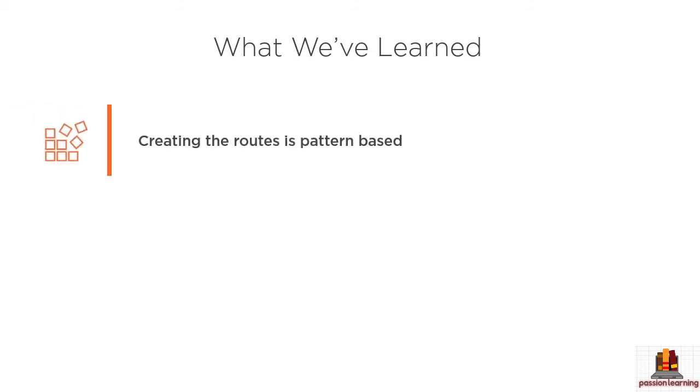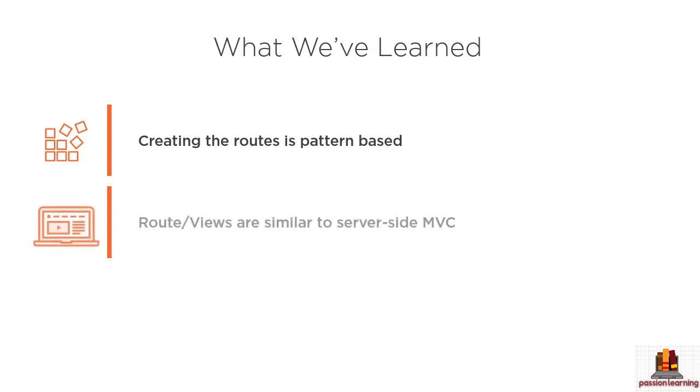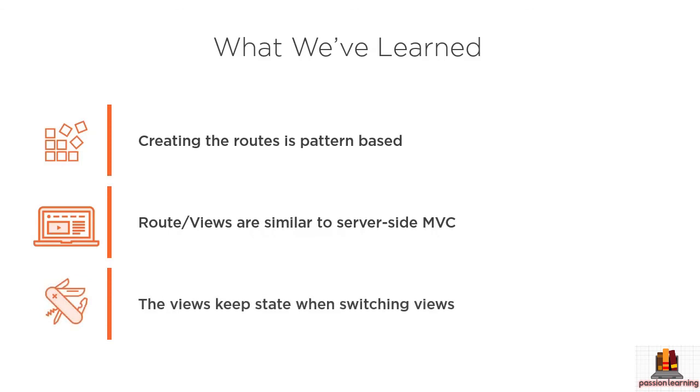So what have we learned? I've shown you that creating routes is pattern-based, just like ASP.NET MVC, so you should be familiar with some of the same things, except these routes are going to be done on the client, not on the server. I've talked about the idea of views and pages being very similar to server-side MVC, and that you should conceptualize them as very similar, though how they're implemented is in fact very different. And I've also shown you by using that central state, that store object, we can keep state when switching those views.